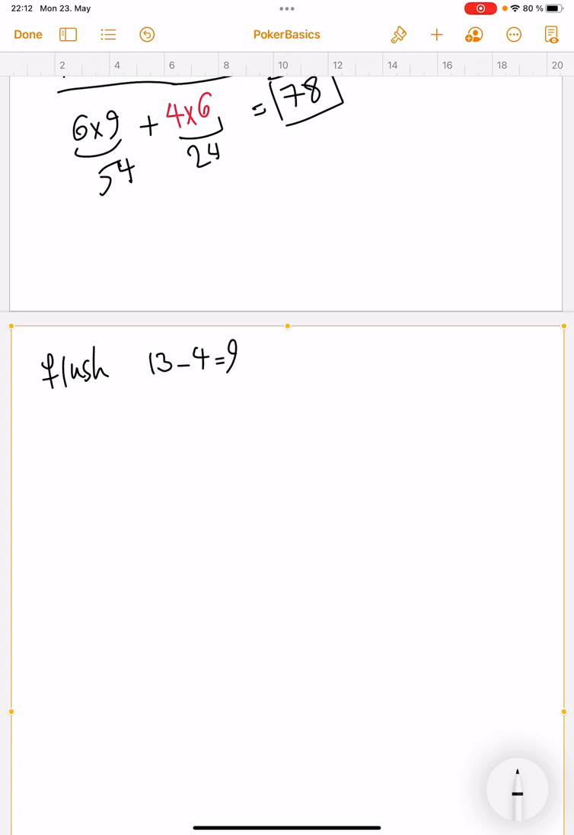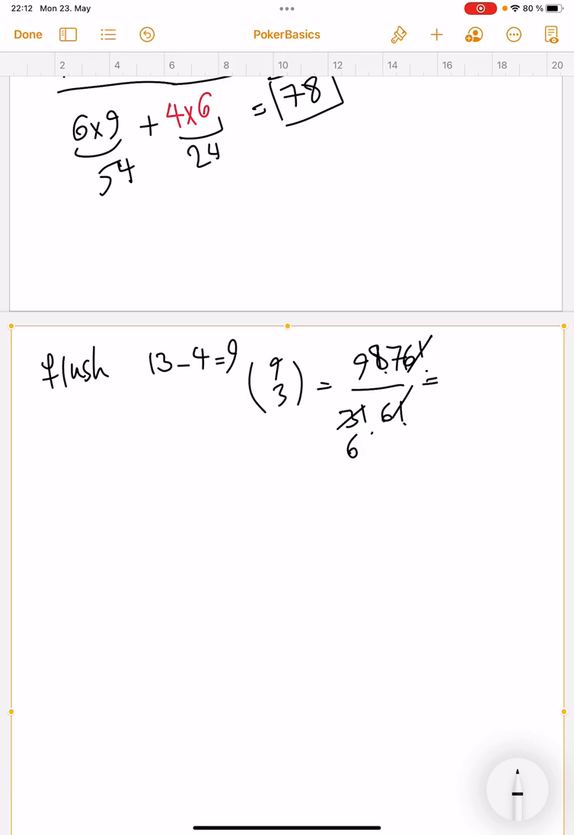And how many combinations are available? 3 out of 9. So this will be 9 factorial over 3 factorial, 6 factorial. So it will be 8, 7, 6. These are gone. And this is 6 again.